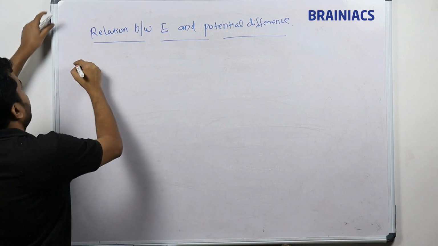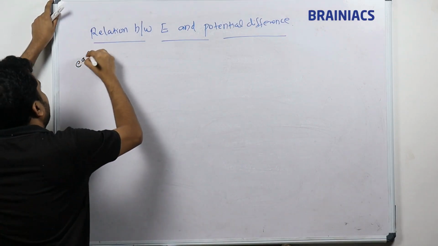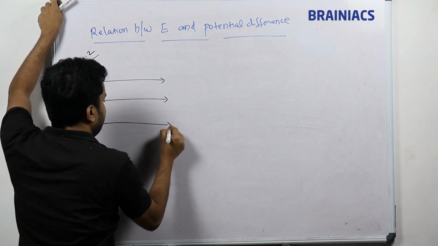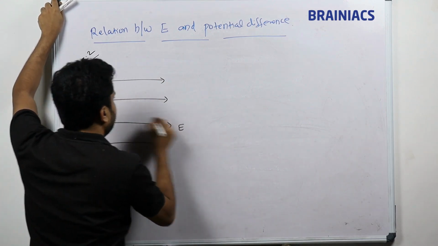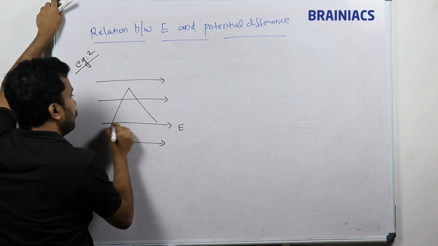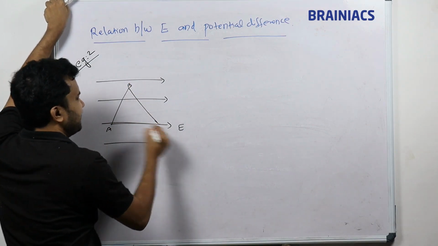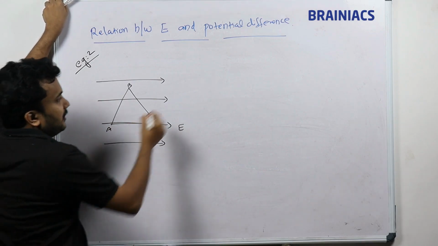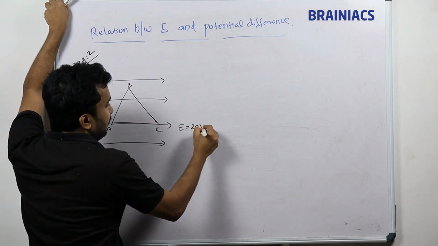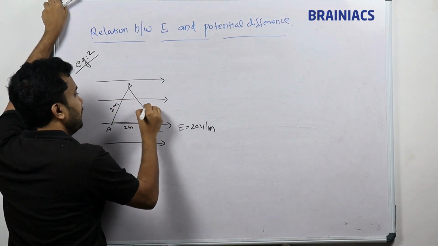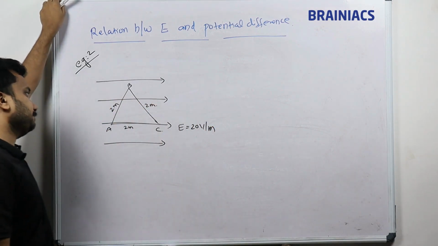Example number 2. Suppose we have a uniform electric field like this. All are related to uniform electric field. We have an equilateral triangle like this one. Point A, point B and point C. The electric field value is given as 20 volt per meter. Again the sides are 2 meters, 2 meters and 2 meters.